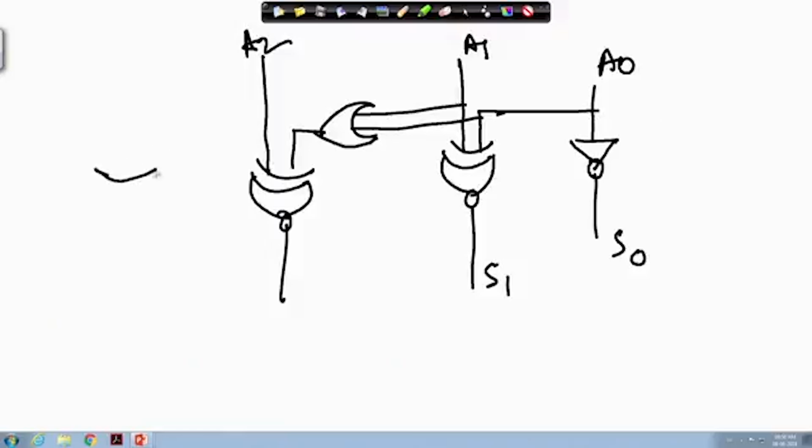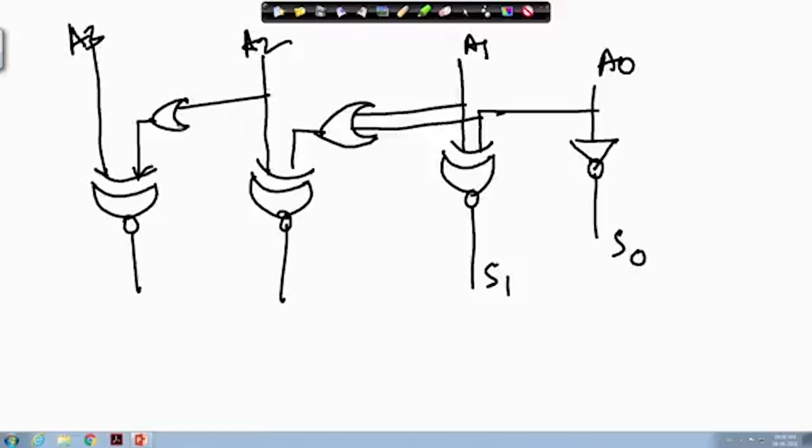Then again for S3, this is A3, and here also I need one OR gate. One of the inputs is this one and another input is this one. So, here I am doing A2 plus A1 plus A0, which is XNOR with A3, and this will give me the S3 value, and this will give me the S2 value.